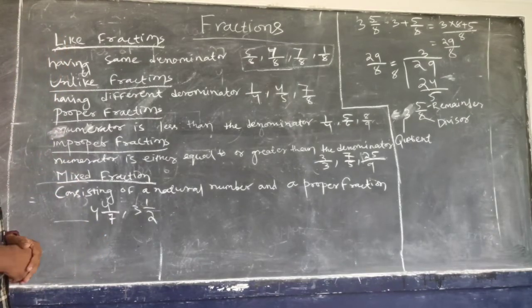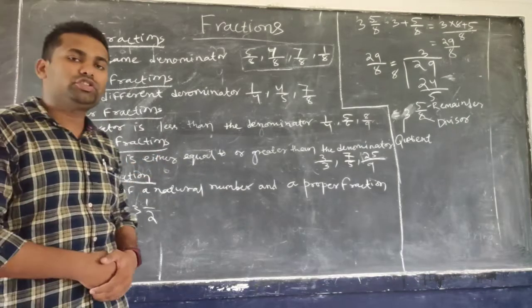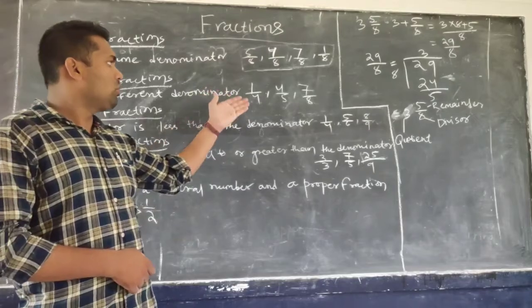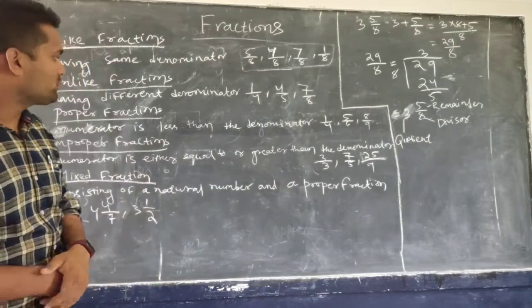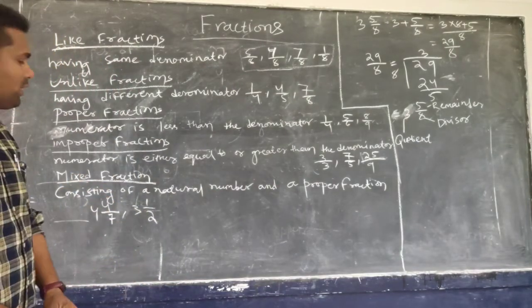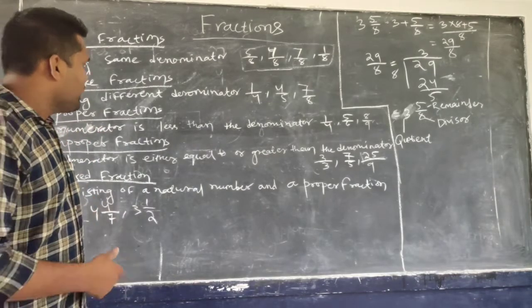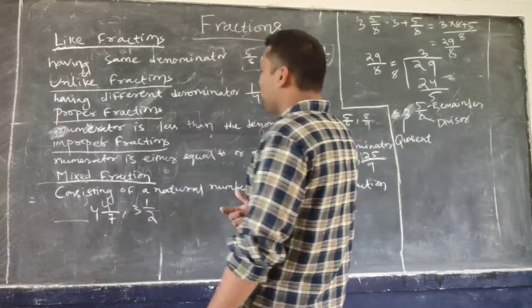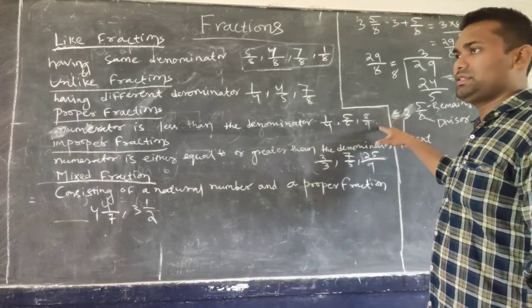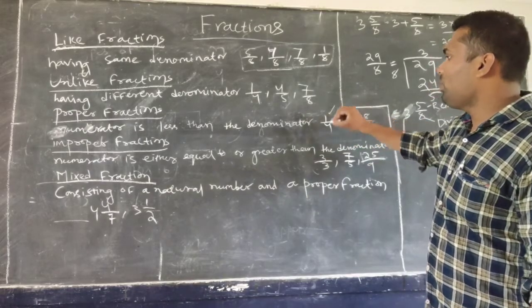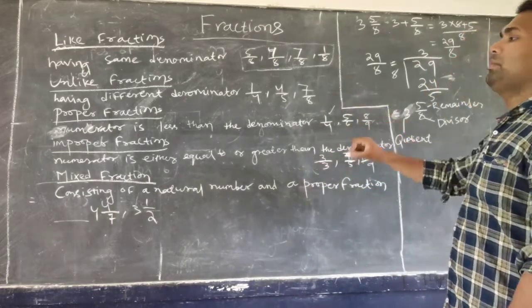Next is the unlike fraction. Fractions having different denominators are known as unlike fractions, like 1/4, 4/5, 7/8. Here the denominators are different, so these fractions are known as unlike fractions. Next is the proper fraction. In a proper fraction, the numerator is less than the denominator, like 1/4, 5/6 and 8/9. Here the numerator is always smaller than the denominator, so these are known as proper fractions.